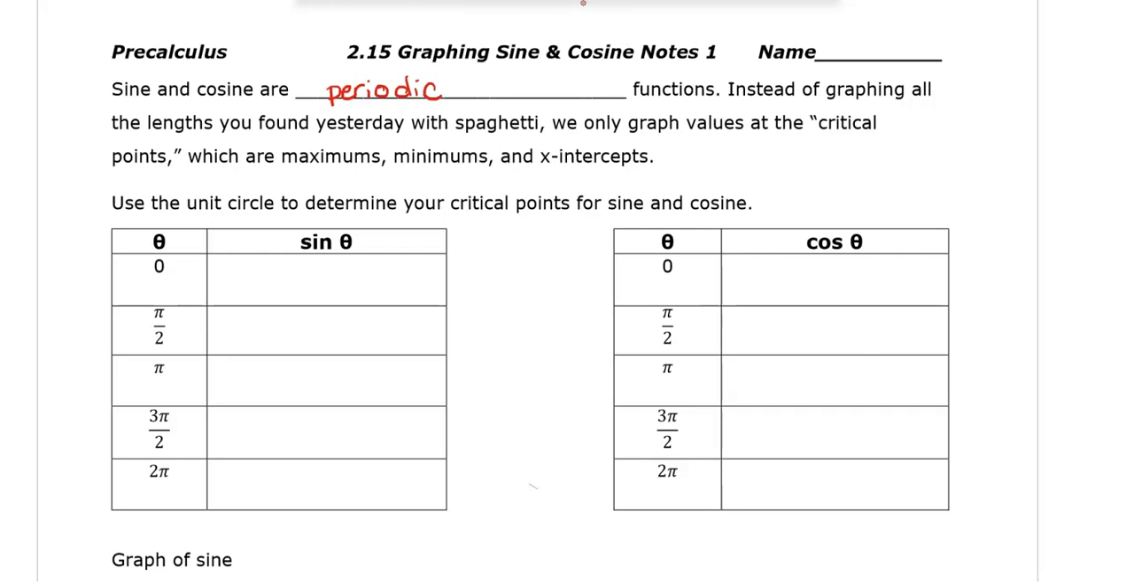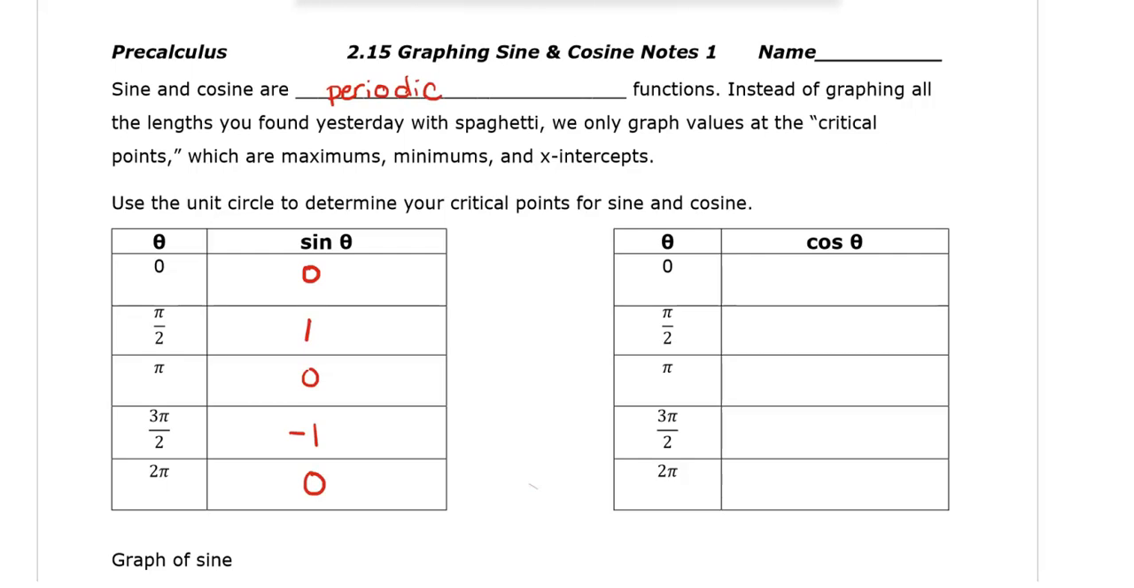Sine at 0, so 0 radians, would be 0. Sine at pi over 2 is 1. Sine at pi is 0. Sine at 3 pi over 2 is -1. And sine at 2 pi is 0. Remember, sine is just the y coordinate of the coordinate point at that given angle, so it is that vertical displacement. That's what we saw yesterday with the sine graphs.